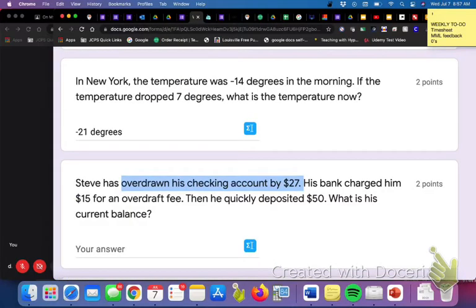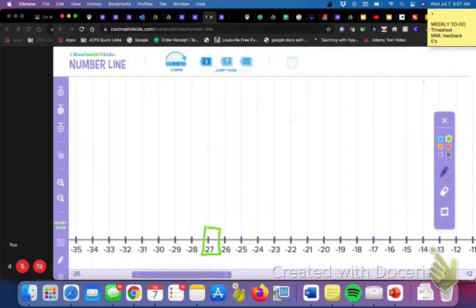And he's already negative, and then his bank charged him $15 for an overdraft fee. So this is literally what happens in real life. Kind of ironic. You clearly don't have money, right? That's why you're overdrawn by $27. What does the bank do? They charge you even more money. So what does that mean for Steve's account? It means that his account is going to get even more negative, right? Because he was already at negative 27. So then the bank is going to take away another $15.